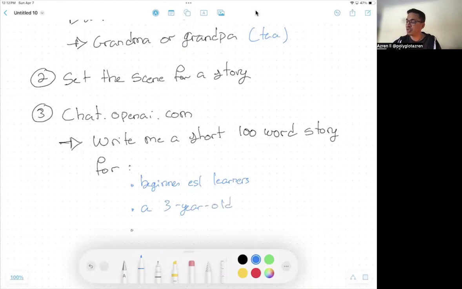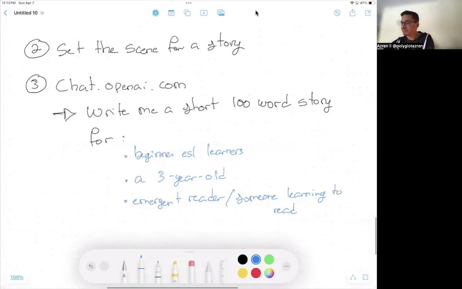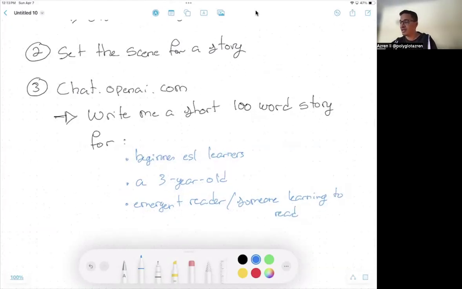You could try for an emergent reader. And actually, yeah, emergent reader. Right? Or you can also try someone learning to read. So that'll keep it really simple. Right? Someone learning to read. These are three options that probably should give you something.